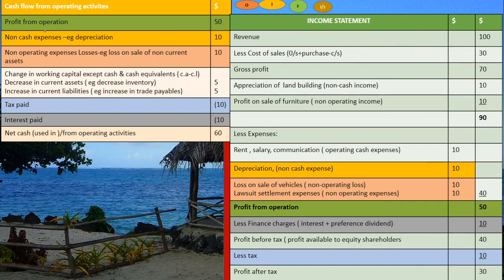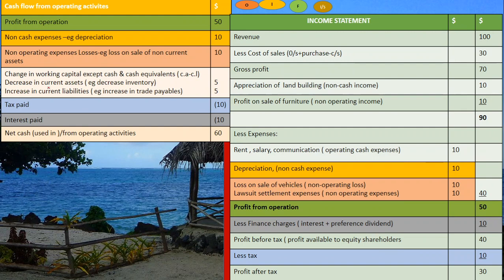Decrease in current assets results in inflow of cash. Same way, if there is increase in current liabilities, that will also result in inflow. Remember this. So example, increase in trade payables, inflow. Now if it's the reverse of this in your question, suppose instead of decrease in current assets you have increase in current asset, take it as outflow. Make sure you put bracket. And if there is decrease in current liabilities, make sure you put bracket.